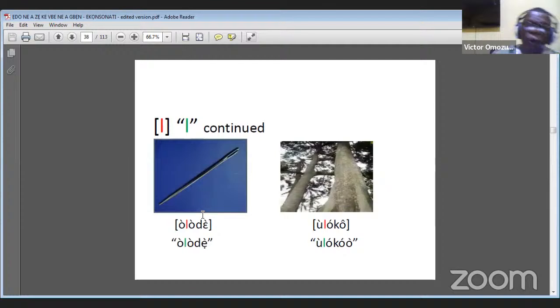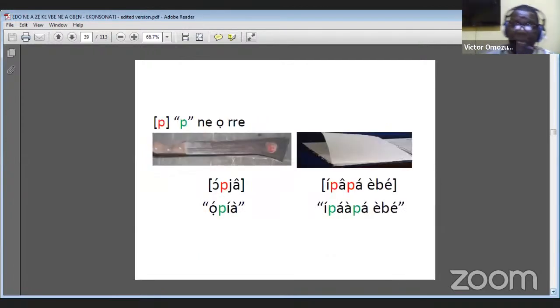Then over there, Olode. It's a smaller object than Ukoti. Ukoti is a bigger one, but they have the same shape. Then over there, Uloko. Uloko is one of the very commercial trees we have. And then over there, Pina. Over there, Opia. Over there, Ipapa.